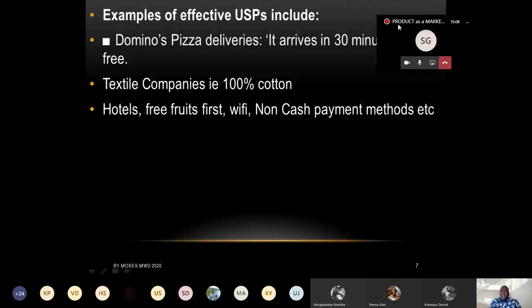You can use your credit card, you can pay mobile, you use your mobile money to pay. So those are some hotels, not all of them. We cannot say all of them do this. So we are talking about some hotels that stand out using these strategies.